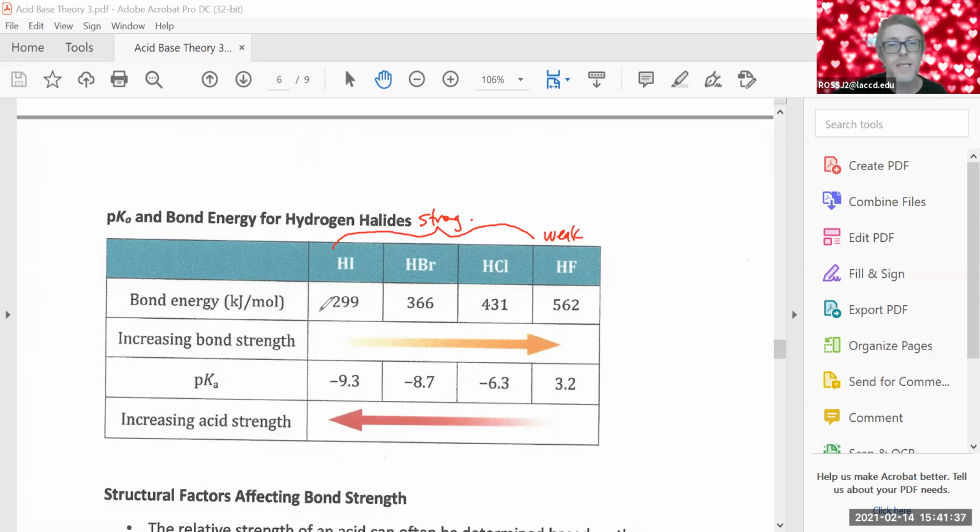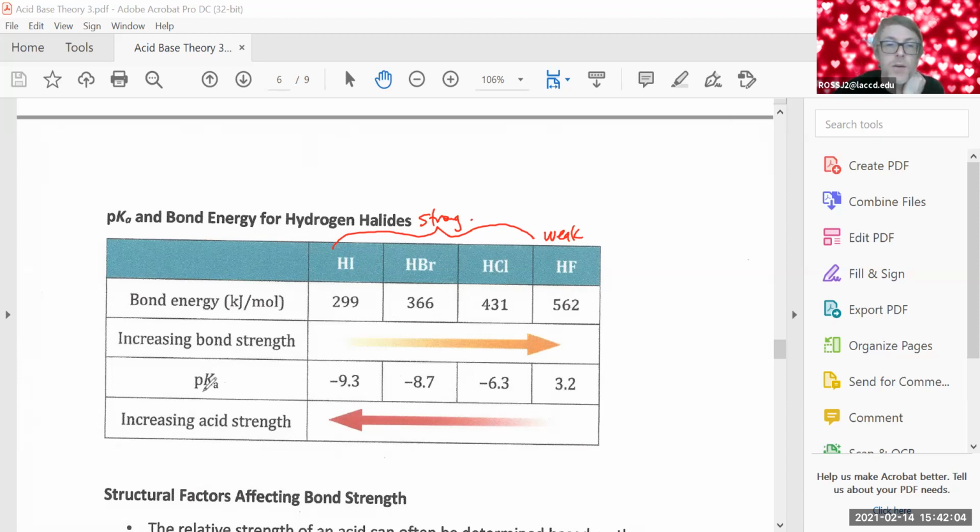And we can see that as the bond gets stronger, the acidity gets less. Here bond energy is the bond strength measured in kilojoules per mole, and we can see that we get less and less acidic, and eventually we cross over from strong to weak. So our K value is less than 1 for HF, but it's greater than 1 for the others.